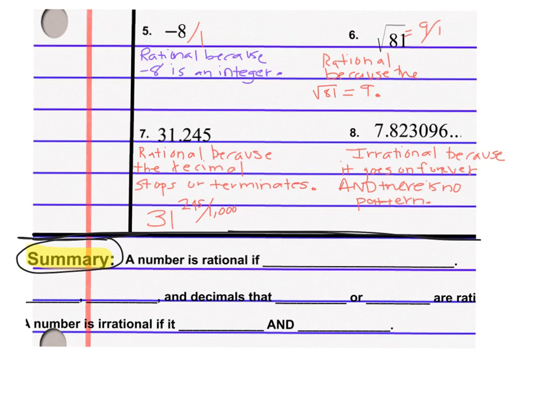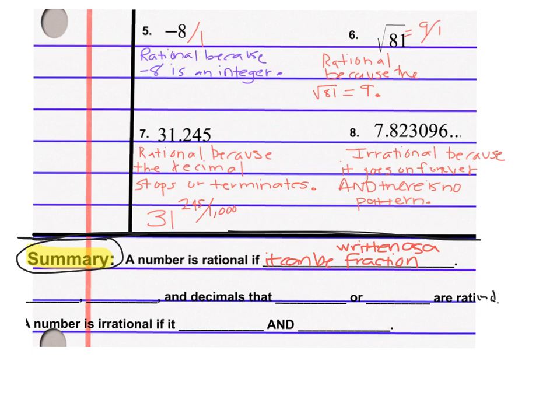A number is rational if. So that first blank, if, it can be written as a fraction. That is our definition. Can be written as a fraction. Blank, blank, and decimals that blank or blank are rational. Kind of got cut off.